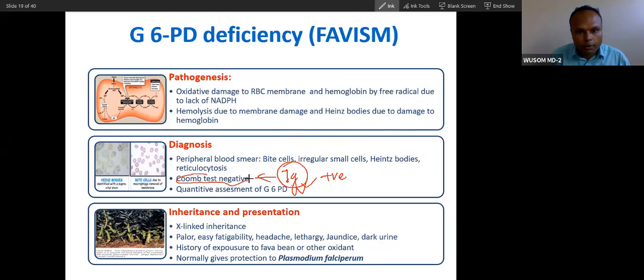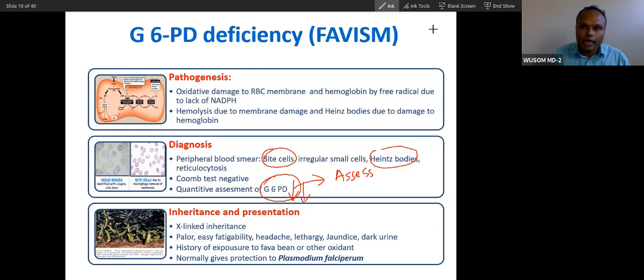So that is why Coombs test will be negative. And quantitative assessment of G6PD. G6PD is present inside RBC, so you assess the activity of this in the laboratory. So these three are the parameters. You do Coombs test, it should be negative, and then the activity of G6PD should be low. And the immediate test is you should see the peripheral smear. There will be bite cell and hinge body. These are the pathognomonic characteristics of this G6PD deficiency.